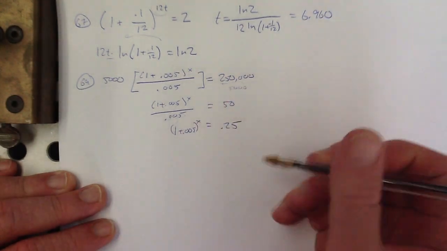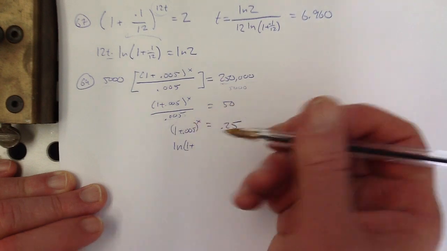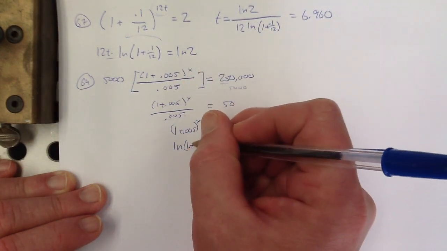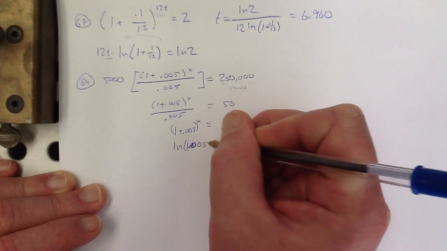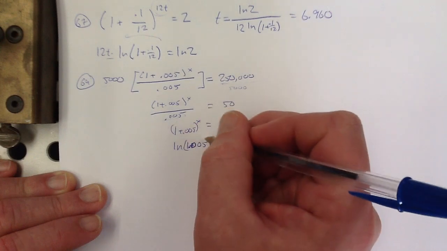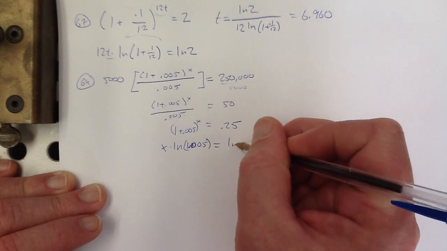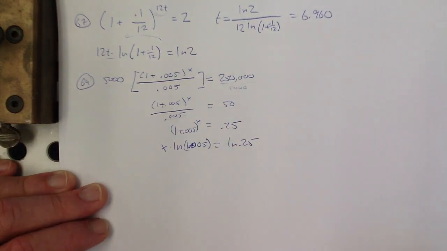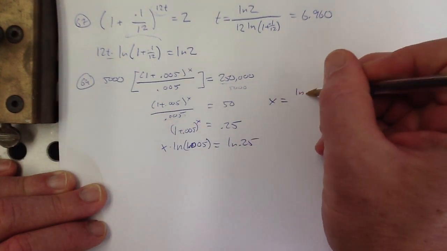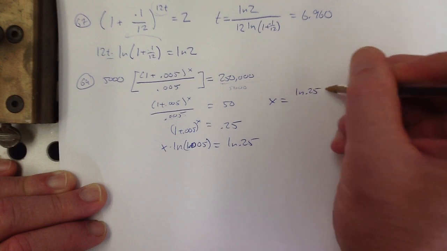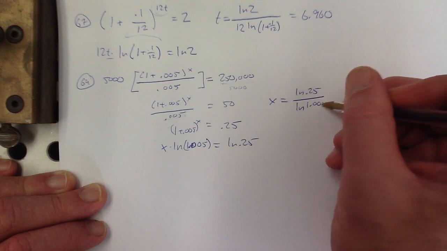Okay, now I need to get that x down, so I'm going to natural log both sides. 1 plus 0.005 is 1.005, right? So I can just do that. And the reason I did that is because I can bring that x out to the front because of logarithm rules. I'm not going to forget to natural log that side also. So it looks like my x is going to be the natural log of 0.25 divided by the natural log of 1.005.